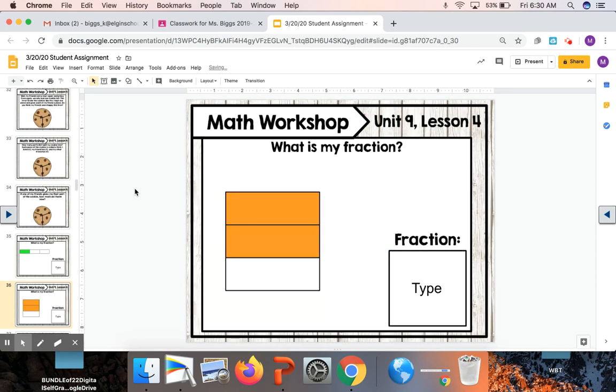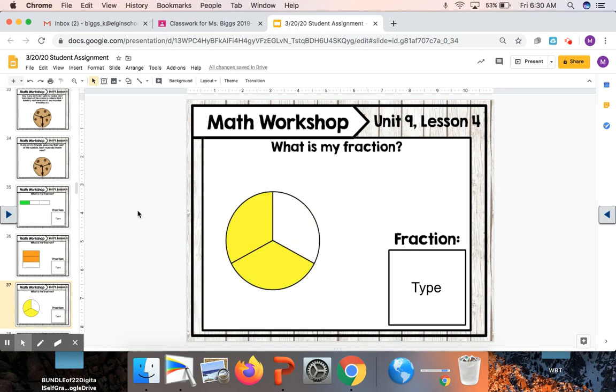Next, we're going to look at the shape. We have 1, 2, 3, and then how many parts are shaded in? Remember, how many parts are shaded in is my numerator. It goes on top. Those are the number of parts that I'm talking about. And then my denominator is how many parts do I have all together? And that goes on the bottom. So you'll look at each one and type the fraction in the box.